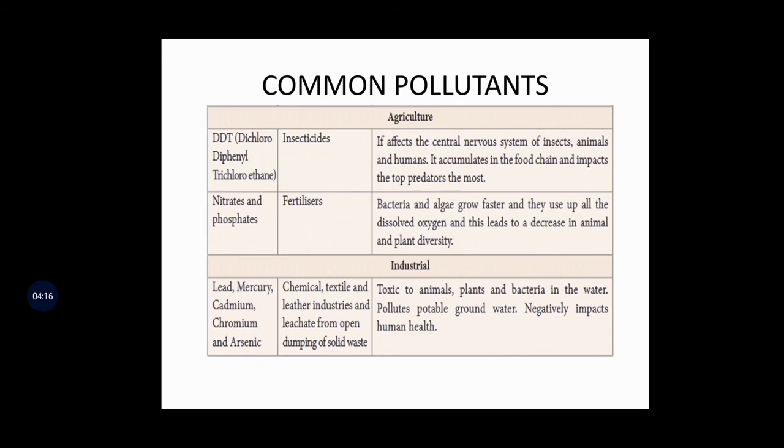Apart from these things, nowadays our world is becoming an industrial world. So a lot of industries are giving out lead, mercury, cadmium, chromium and arsenic. These we get from chemical industries, textile industries, leather industries, etc. So once this industrial waste reaches fresh water like river water, ponds, pools, lakes, it gives some toxicity to animals, plants, and bacteria.